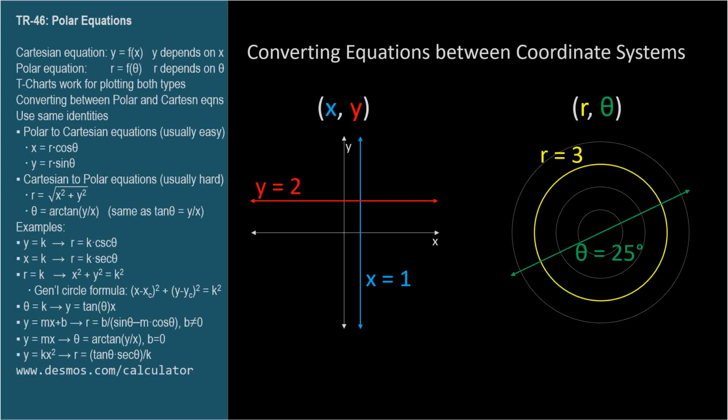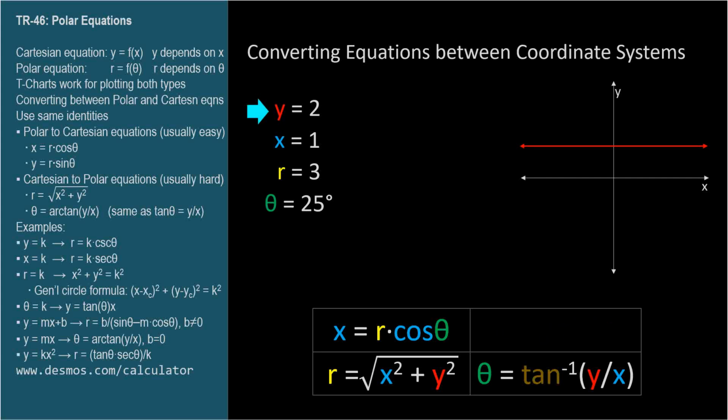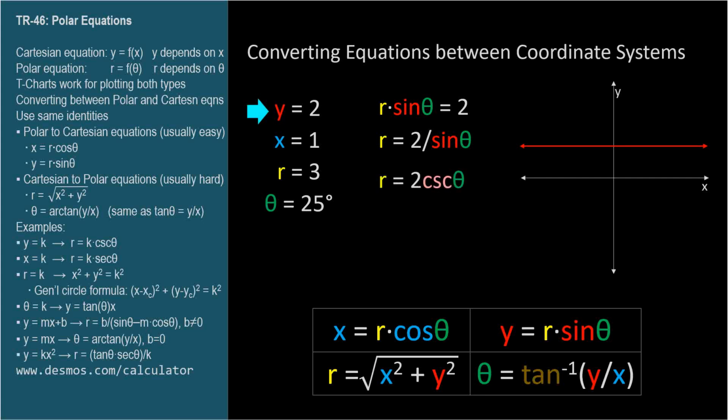The first equation is y equals 2. Here's its graph, a horizontal line. What polar equation corresponds to the same line? Well, y equals r sine theta, so let's substitute r sine theta for y. That's r sine theta equals 2. We want to isolate r to get r equals some function of theta. So let's divide both sides by sine theta to get r equals 2 over sine theta. That's probably okay with your instructor, but since 1 over sine theta equals cosecant theta, we can also write r equals 2 cosecant theta.